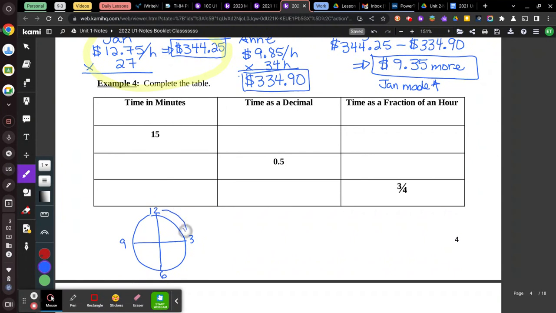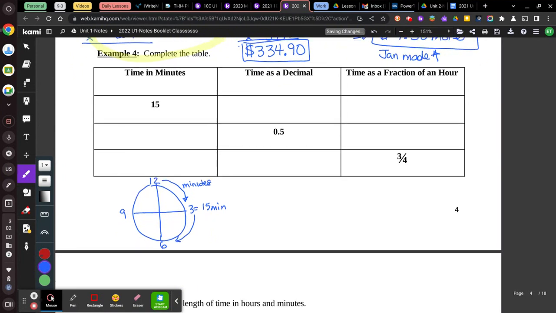Going from 12 to 3 for minutes is 15 minutes. From the 3 to the 6 is another 15 minutes. So this is 15, this is 15. So that's a total of 30 minutes. If I added another 15 minutes, this is going to give me 45 minutes. And if I add another 15 minutes, that's going to give me 60 minutes for a full hour.